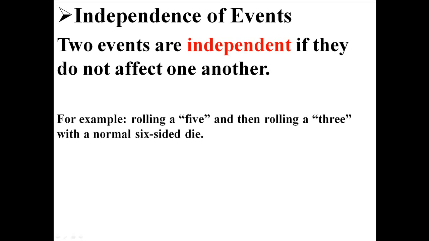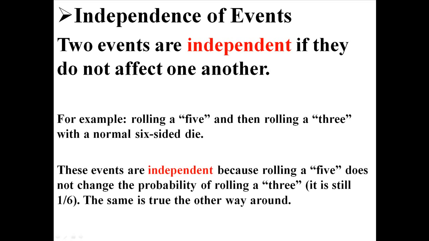For example, rolling a 5 and then rolling a 3 with a normal six-sided die. These events are independent because rolling a 5 does not change the probability of rolling a 3. It's still going to be 1 out of 6. And the same is true the other way around. Rolling a 3 will not change the probability of rolling a 5.